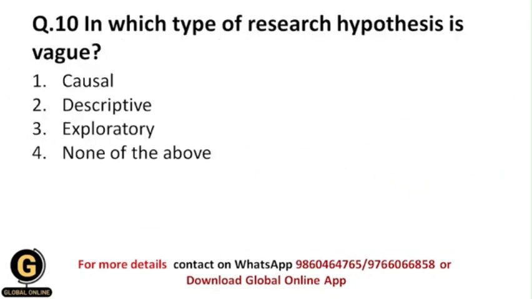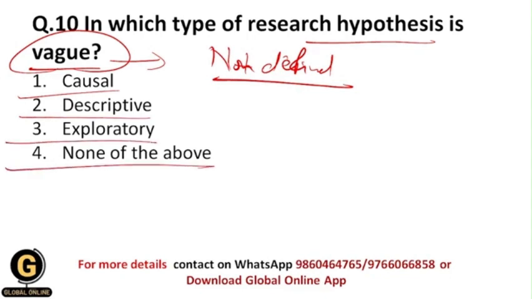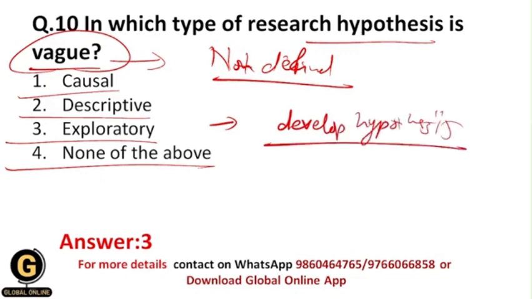Okay, next is, in which type of research is the hypothesis vague? Vague means not clear or not defined. Okay, so in which research type is the hypothesis not defined? So whether it is causal, whether it is descriptive, whether it is exploratory, or none of the above. Now students, all of you understood that only exploratory research design is the type of research design in which the research hypothesis is not clear or not defined, because in the exploratory research design our final step is to develop the hypothesis. Okay, because priorly we are not able to understand what the research is about, and that's why here we are going to collect the preliminary data and finally we are going to develop the hypothesis. Sorry, the hypothesis is vague over here, that is, it is not defined.